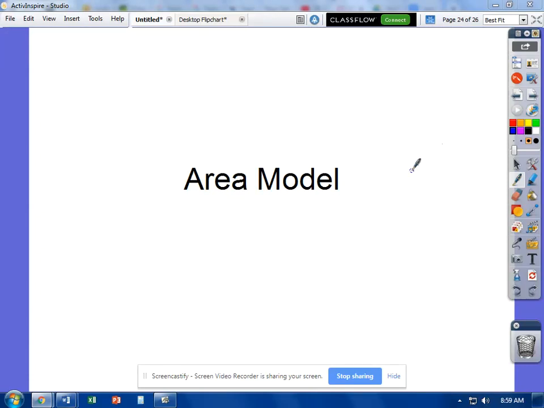Hey y'all, it's Miss Barr again, and today we're going to be talking about area model, which is how we multiply larger numbers in fourth grade. So today we're going to be doing 3-digit times 1-digit and 4-digit times 1-digit.